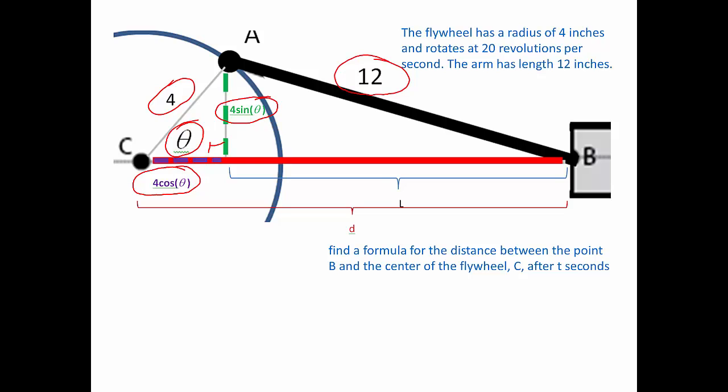And I'm going to call this length L. This length here, oops, it's red, but you get the idea. And again, what we're looking for is D. Find a formula for the distance between C and B.